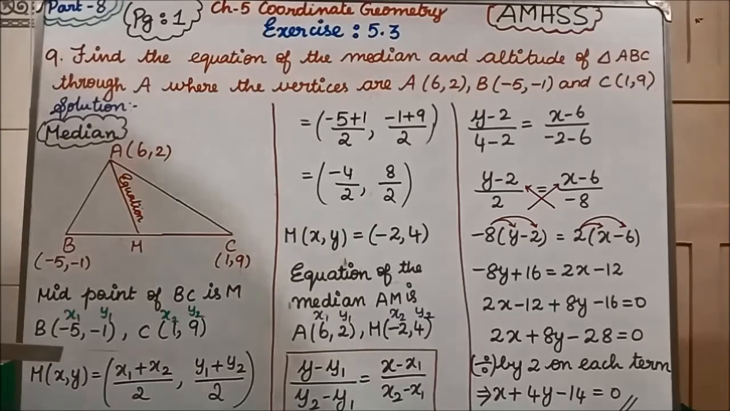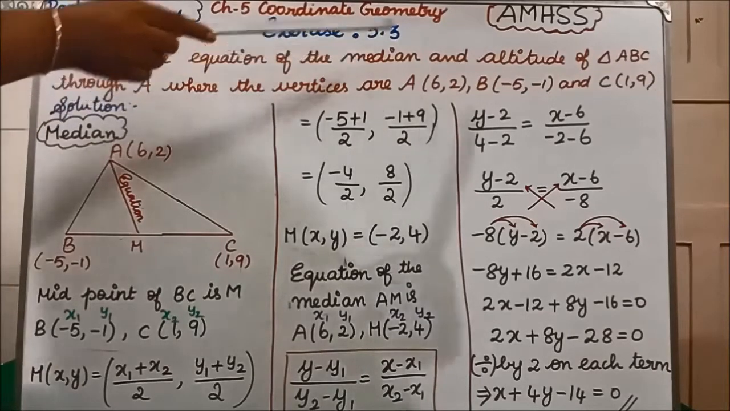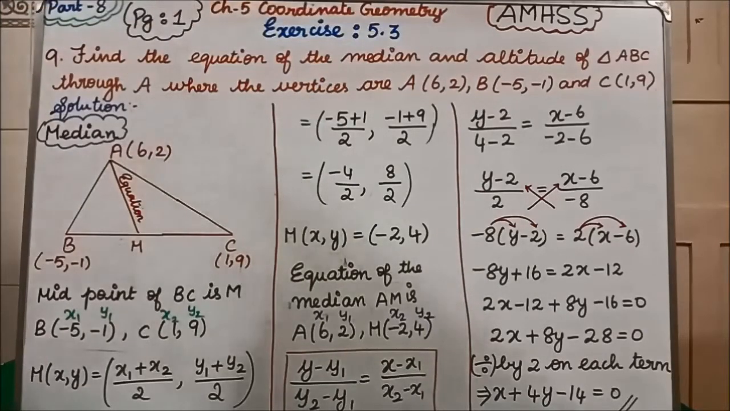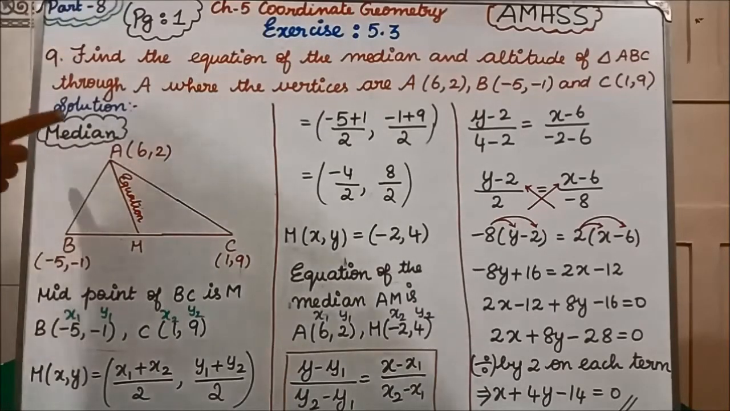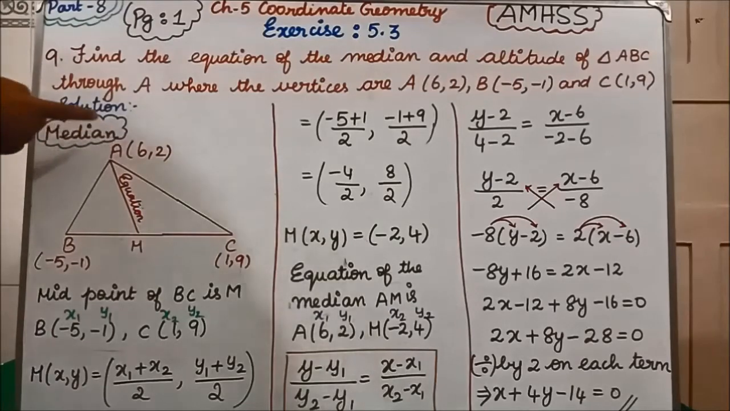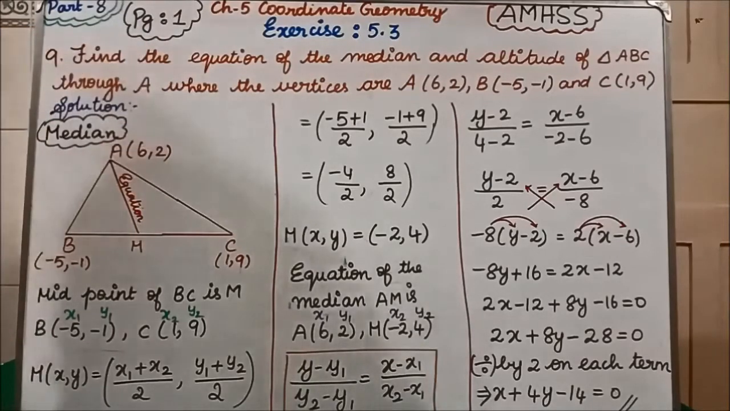Clear students? Next, what we have to find in the 9th question? The equation of the altitude we have to find. Median means midpoint. Altitude means perpendicular. That concept only you have to enter into your mind. Now in page number 2, we will see about the altitude. As mentioned at the top itself, this page is fully on the median. Next we will see about the altitude.